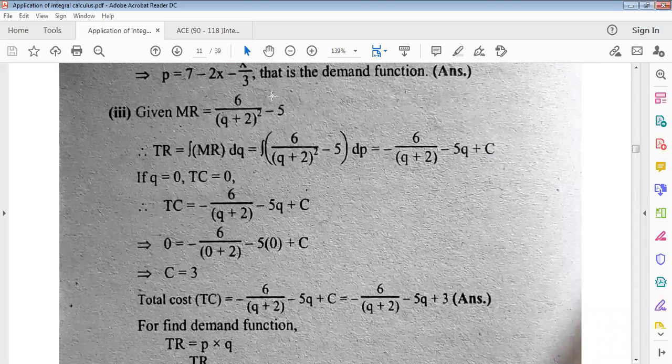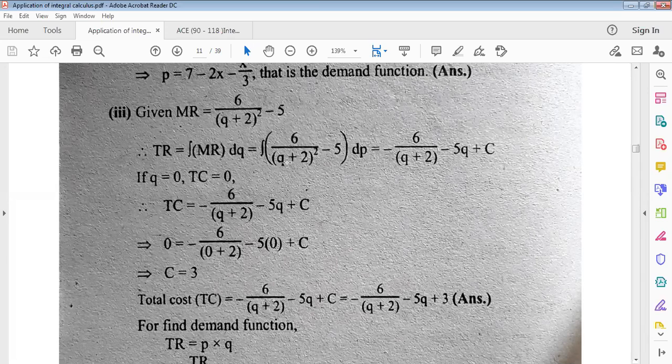Similarly, for the third one, I have solved this in the previous example: 6 divided by q plus 2 whole square minus 5. Total revenue will be just the integration of marginal revenue with respect to q. Remember, in place of x, the variable is q, the quantity, the number of units produced. You can write q plus 2 to the power minus 2. Integrating, q plus 2 to the power minus 2 plus 1 divided by minus 2 plus 1 gives this result, and integration of 1 will be q plus c.